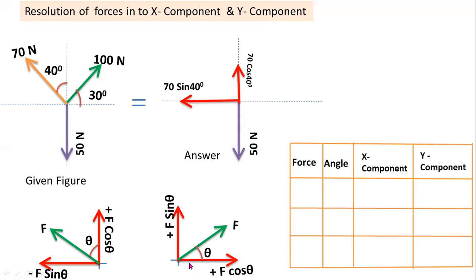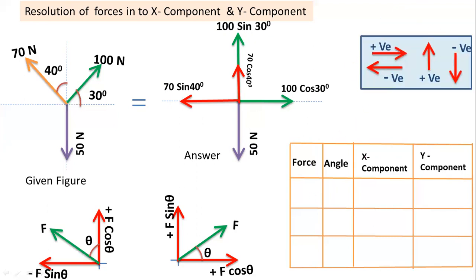If a force is acting towards the right, you have to consider the positive sign. For upward direction, you have to consider the positive sign. For downward direction, you have to consider the negative sign. So this horizontal force F cos theta equals 100 cos 30 acting towards the right, and this vertical force F sin theta equals 100 sin 30. So from this diagram, you have to calculate the horizontal and vertical forces.